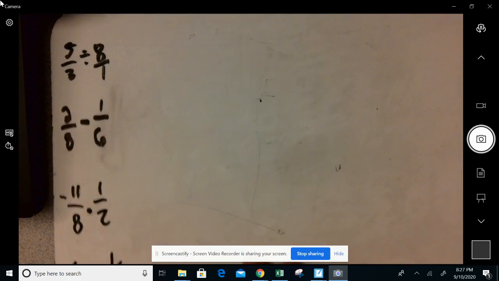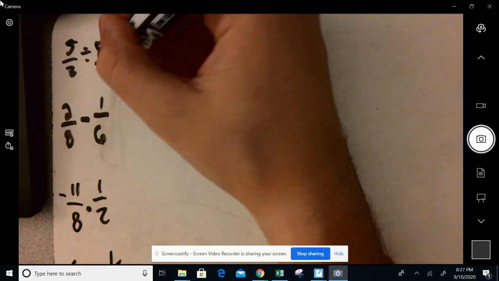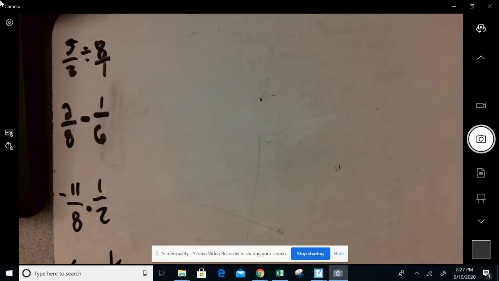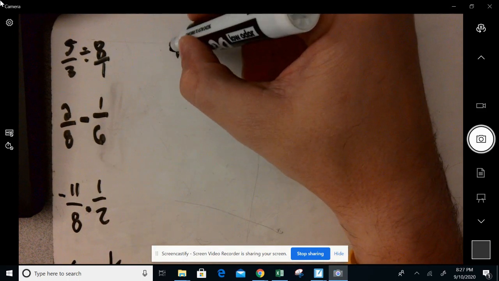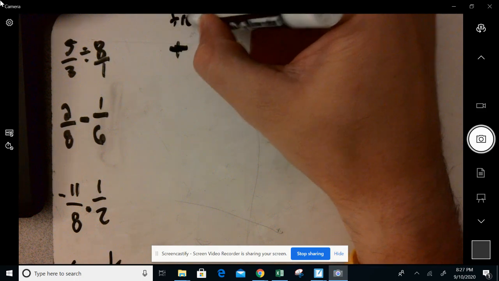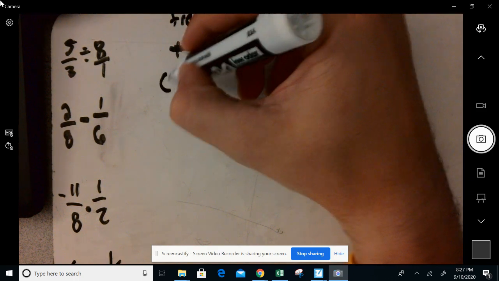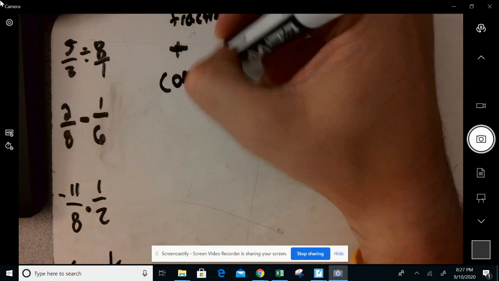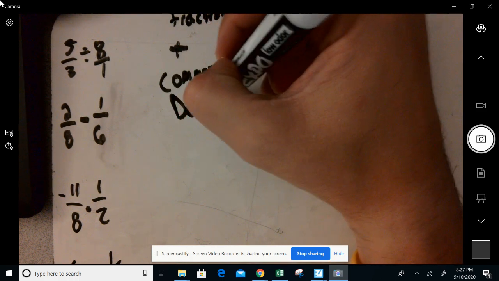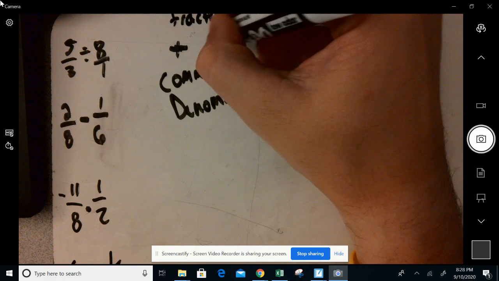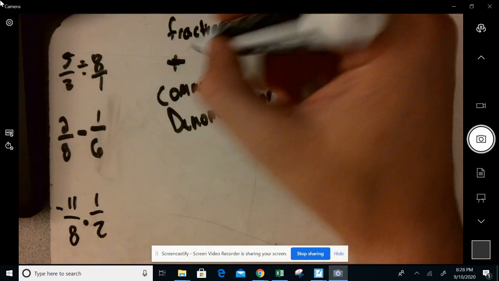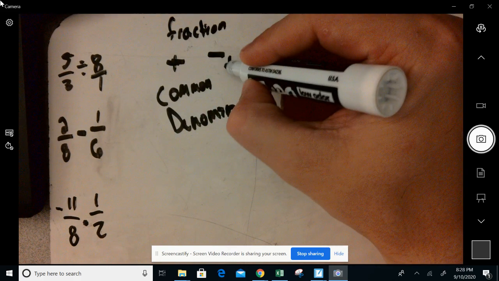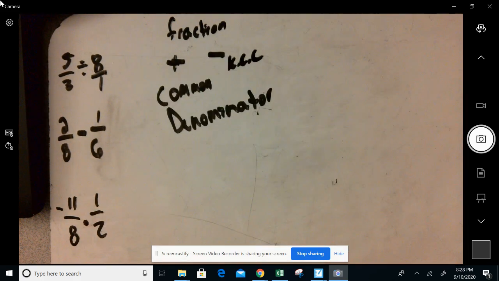All right. So with division, I don't know how you want to remember these things. Addition of fractions, you're going to need a common denominator. Same thing with subtraction of fractions, common denominator. Now with all subtraction, you can do keep, change, change. I'll do an example with that.